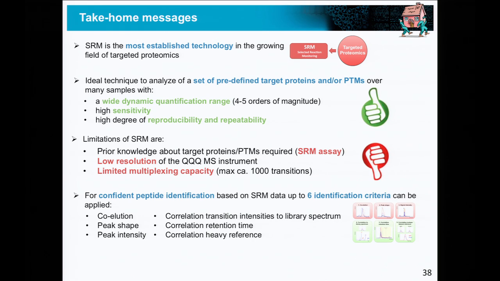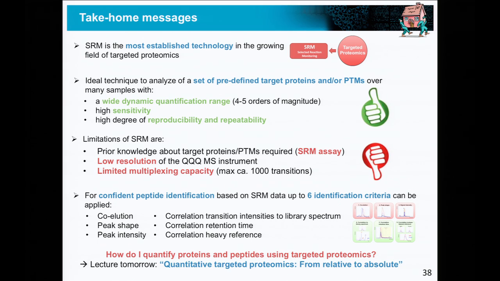And for confident peptide identification, we just now discussed in detail these 6 criteria that I showed you: coelution, peak shape, and peak intensity that can always be applied. And then these criteria that need prior knowledge, like correlation to an MS2 spectrum, correlation to previous retention time information, and the correlation to a heavy reference.